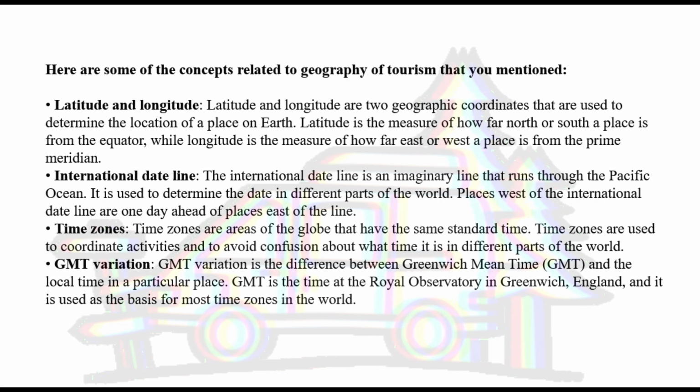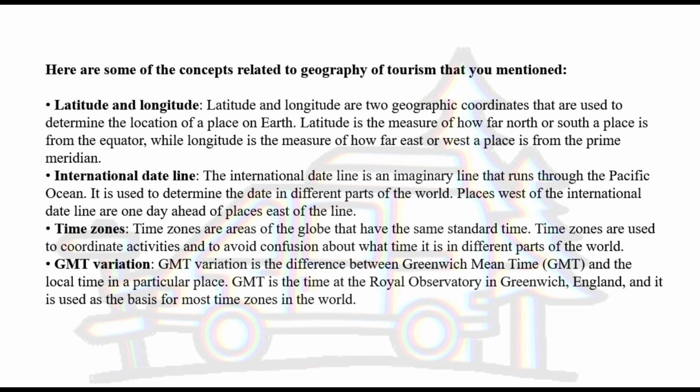International date line. The International date line is an imaginary line that runs through the Pacific Ocean. It is used to determine the date in different parts of the world. Places west of the International date line are 1 day ahead of places east of the line. Time zones. Time zones are areas of the globe that have the same standard time. Time zones are used to coordinate activities and to avoid confusion about what time it is in different parts of the world.